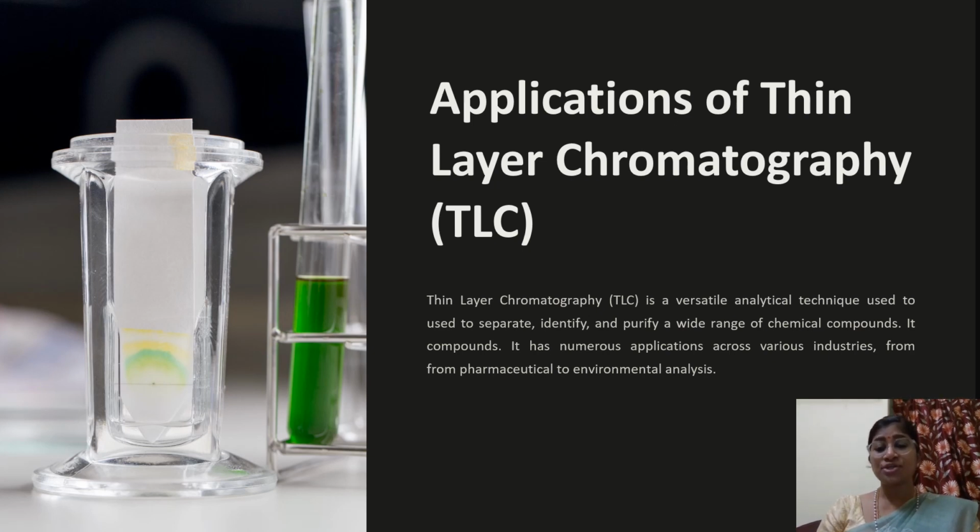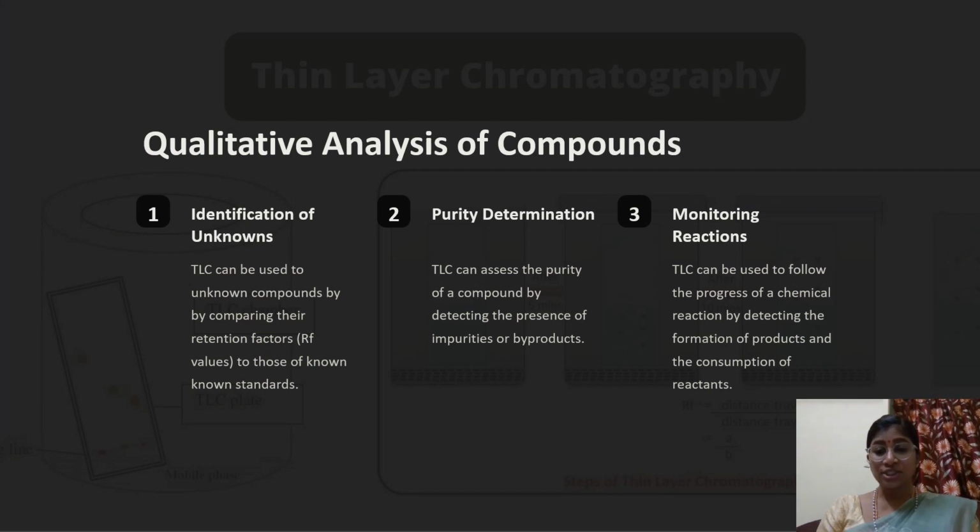So, applications of thin layer chromatography. Thin layer chromatography is a versatile analytical technique used to separate, identify, and purify a wide range of chemical compounds. It has numerous applications across various industries, from pharmaceutical to environmental analysis. Qualitative analysis of compounds, identification of unknown compounds, purity determination, monitoring reactions.